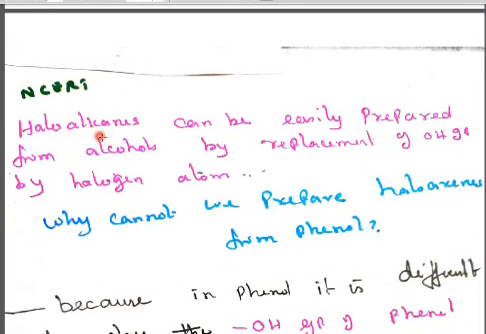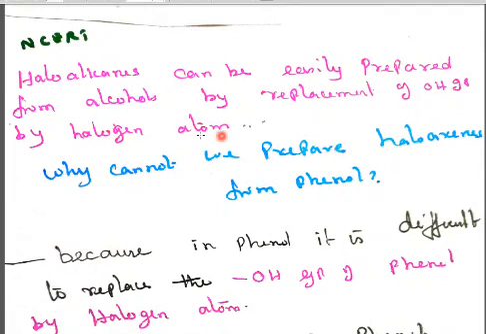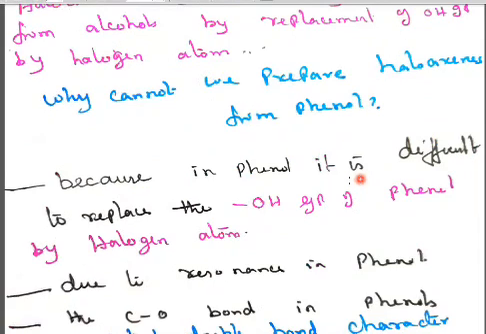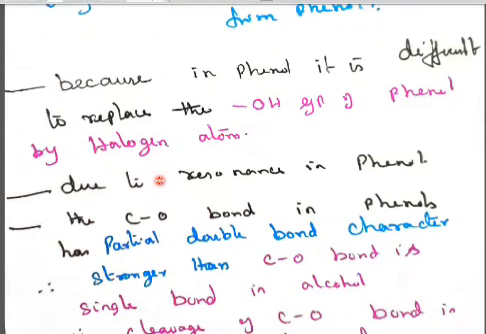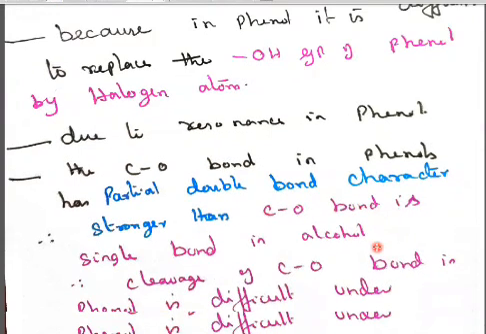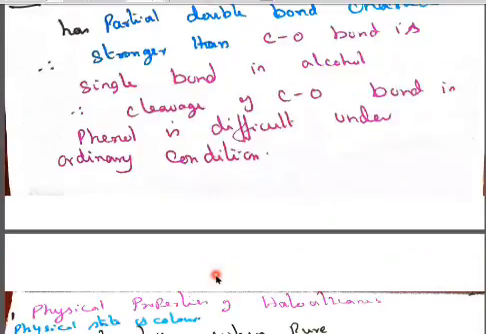NCERT question: haloalkanes can be easily prepared from alcohols by replacement of the OH group by a halogen atom. Why can we not prepare haloarenes from phenol? We can prepare haloalkanes, but haloarenes cannot be. That is because in phenol it is difficult to replace the OH group with a halogen atom, because of resonance. The C-O bond in phenol has partial double bond character, stronger than the C-O single bond in alcohol. So cleavage of the C-O bond in phenol is very difficult under ordinary conditions.